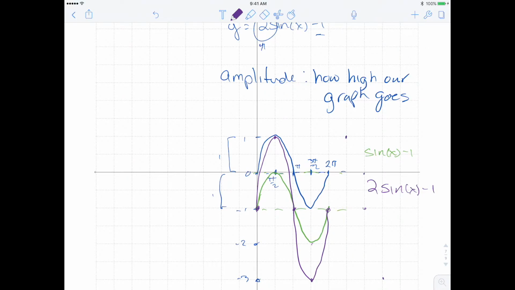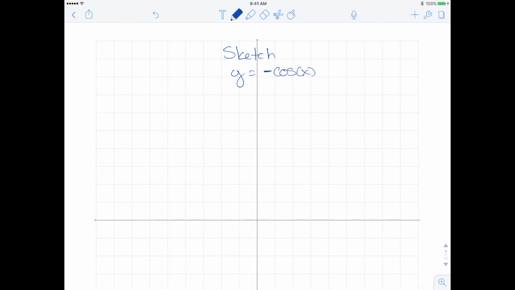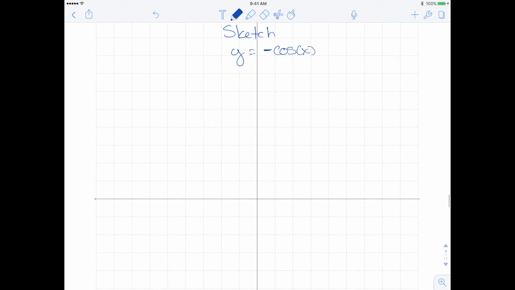So if we wanted to continue this, go up, down, like that, and the other side, go down, back there, up, and so on and so forth. So that 2 actually really stretches our graph out. Okay, let's do one last example, and it's going to talk about how we deal with reflections of the graph. And so we want to just simply sketch y is equal to negative cosine of x.